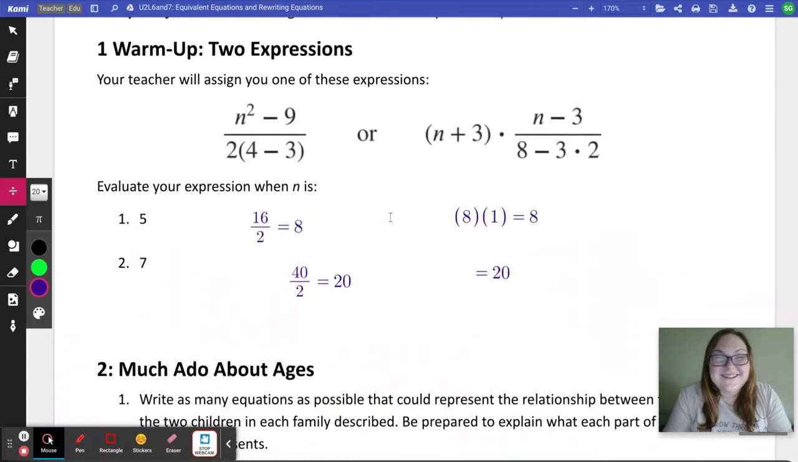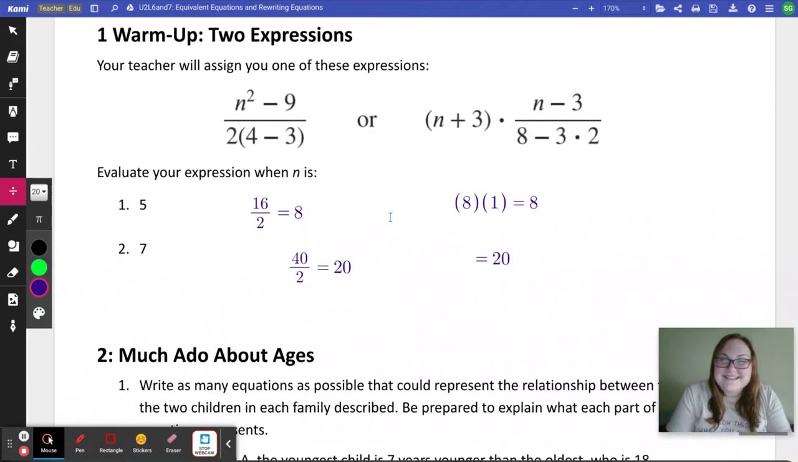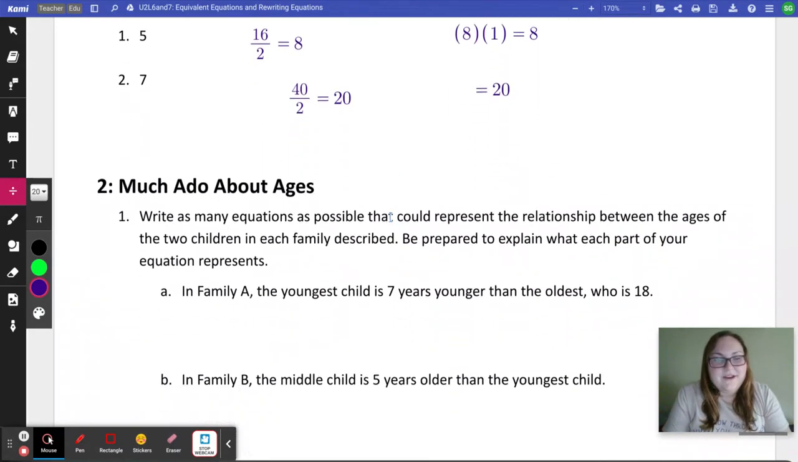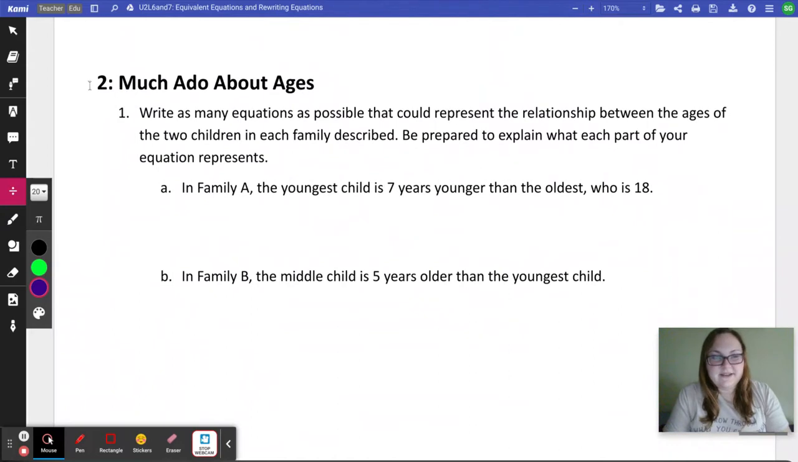So to continue us on and explore this idea of equivalent equations, we are going to start here for this first activity, which we called Much Ado About Ages. Our goal for this activity is to write as many equations as possible that could represent the relationships described below in parts A and B.